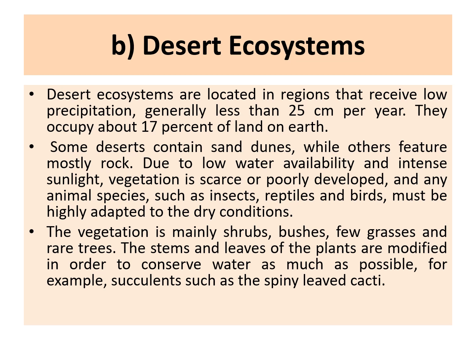Vegetation of deserts consists mainly of shrubs, bushes, few grasses, and rare trees. The stems and leaves of the plants are basically modified in order to conserve water, like succulents, and trees with spines, like cacti, to reduce the water losses.